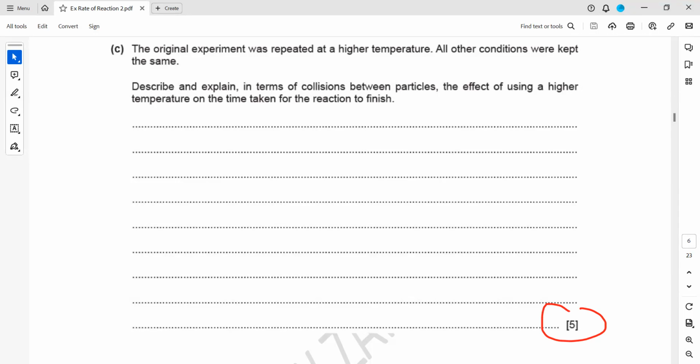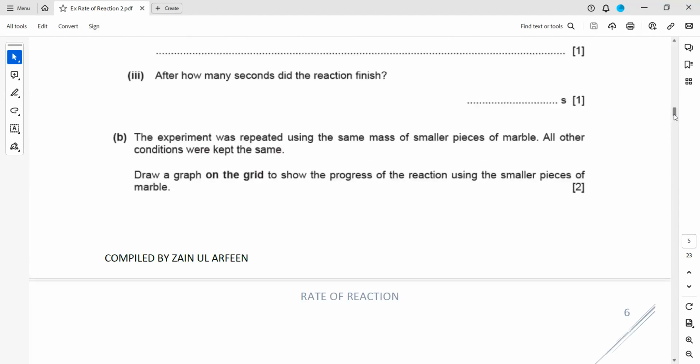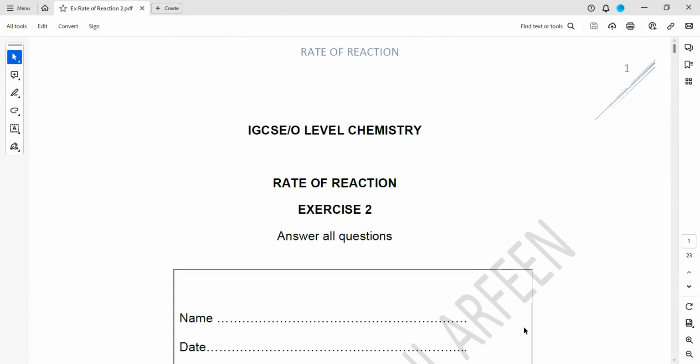The particles have more energy. Particles move faster. Particles have greater collision frequency. A greater number of the particles have energy more than activation. So these were some questions from the exercise on rate of reaction, exercise 2.